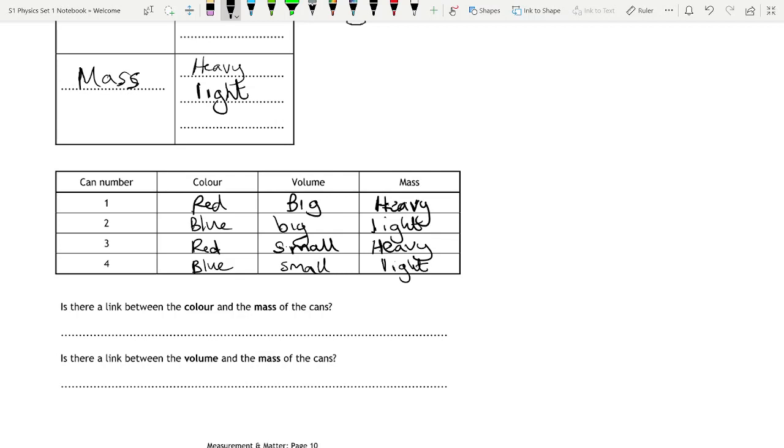Okay. Is there a link between the colour and the mass? Yep, exactly. So the reds are heavy, blues are light.